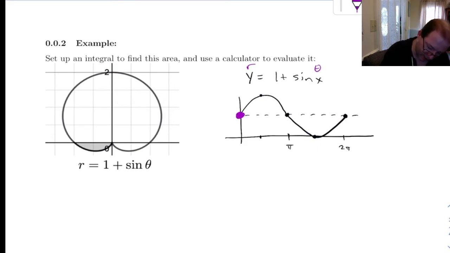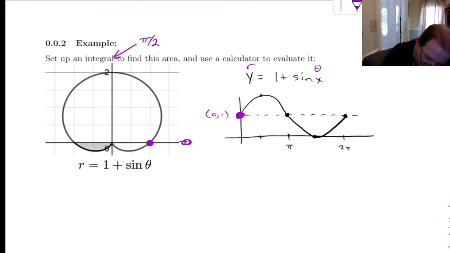All right, this point has, let's see, its x coordinate is 0 and its y coordinate is 1. So over here, this is our angle of 0. This is our angle up here of pi over 2. So this purple point corresponds to this point right here, where the angle is 0 and the radius, the distance from the origin, is 1.